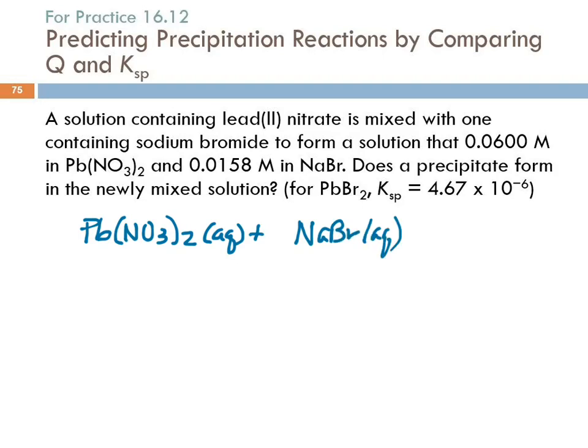And then how do we predict the products? I didn't leave much space. Typical. How do we predict what products are going to form? PbBr.